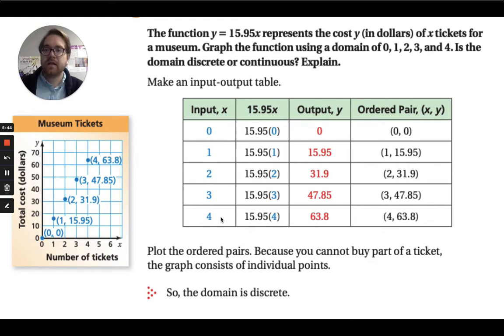Can I buy 3.3 tickets? Can I buy a part of a ticket? No, you can't. That's not how that works. So we would say this is a discrete domain because the number of tickets that you can buy can never be a part or a decimal or a fraction. It's always going to be a whole number. So it's not all the numbers in between 0 and 4. It's just 0, 1, 2, 3, and 4. So that is a discrete domain.